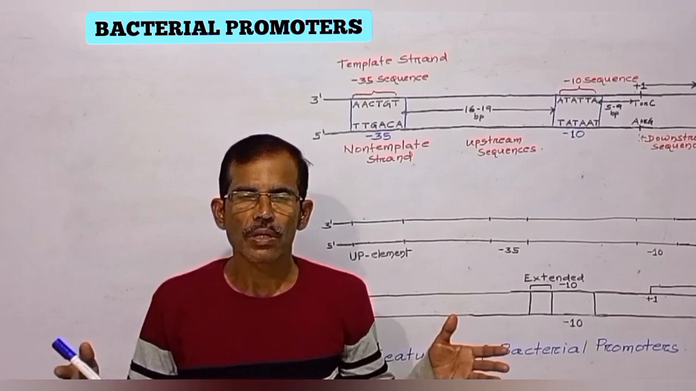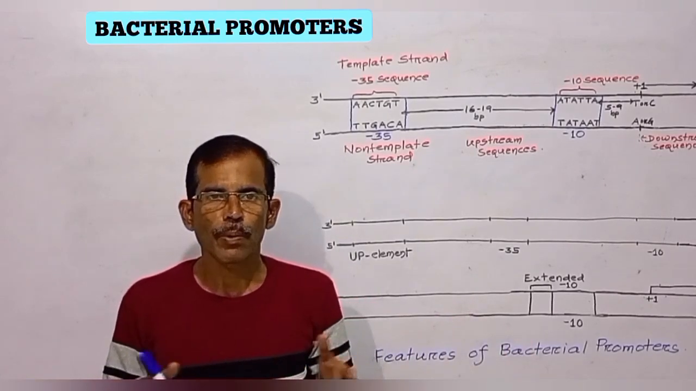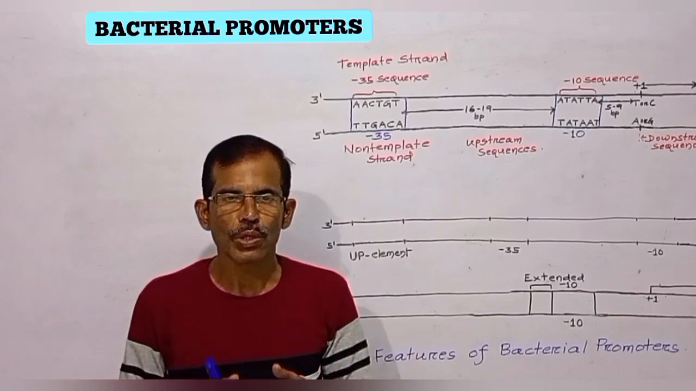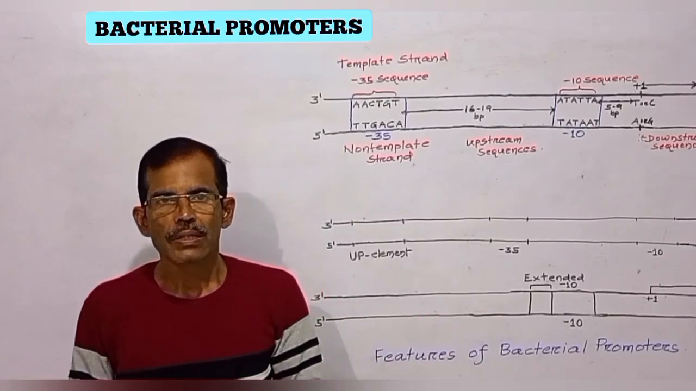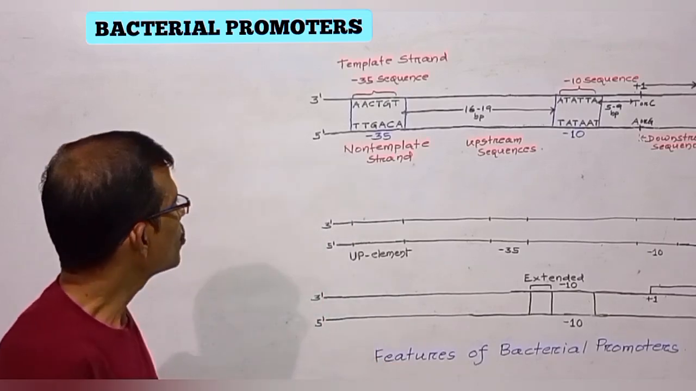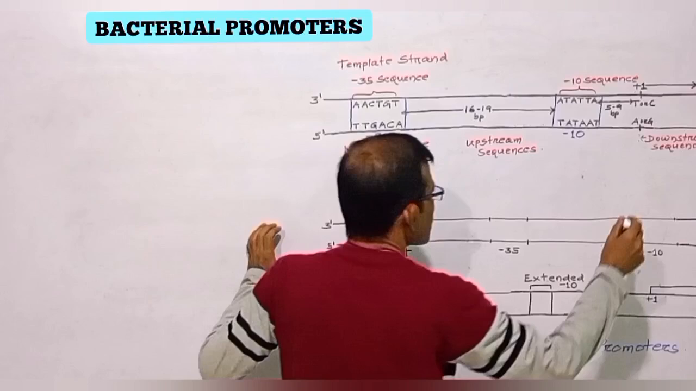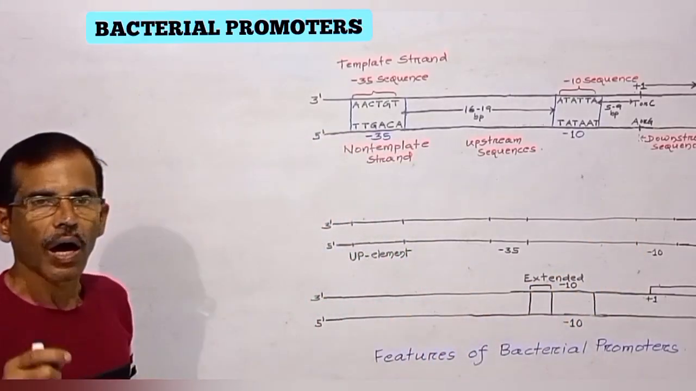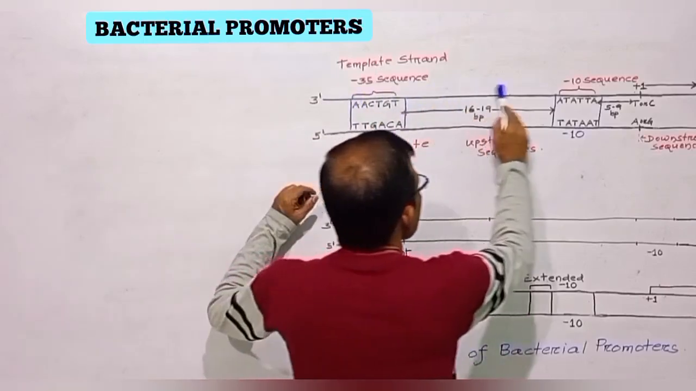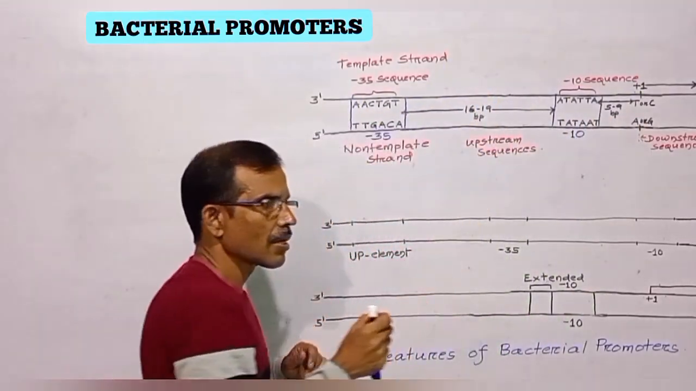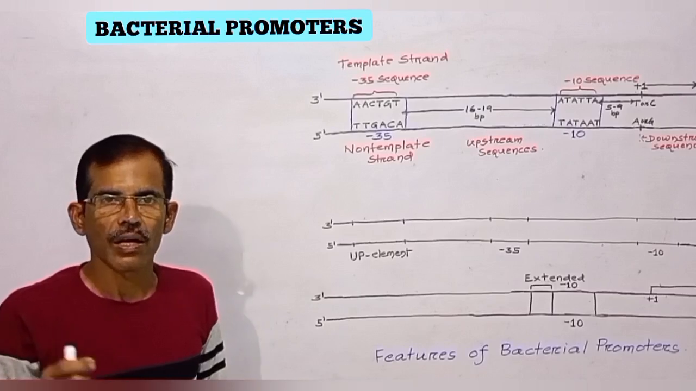A promoter is a DNA sequence to which RNA polymerase binds to initiate the transcription of a gene. In transcription, out of two DNA strands, only one is used as a template on which RNA is synthesized. This strand is called the template strand or non-coding strand or the antisense strand.